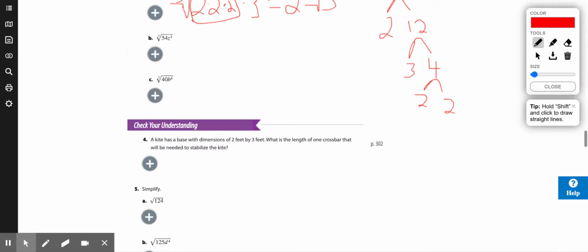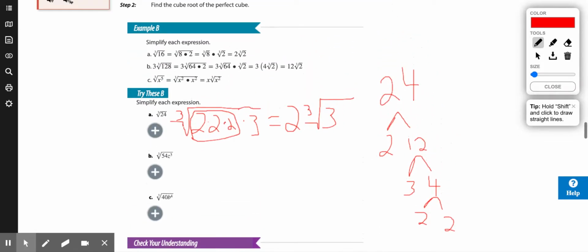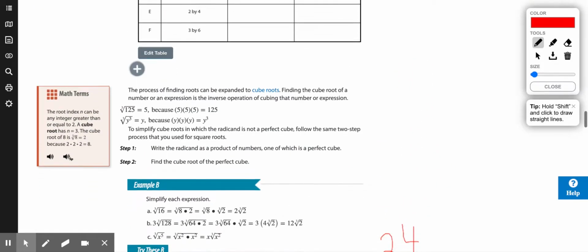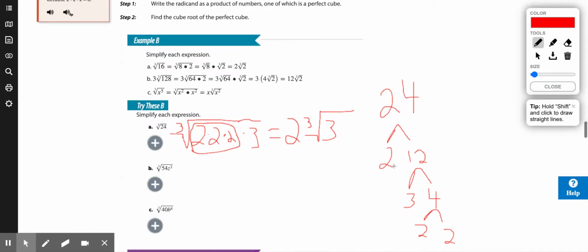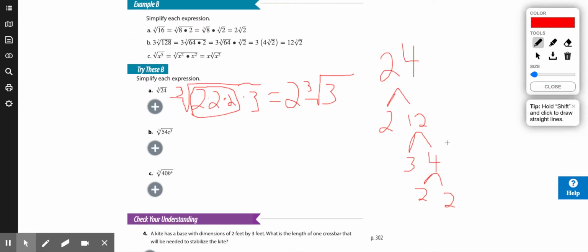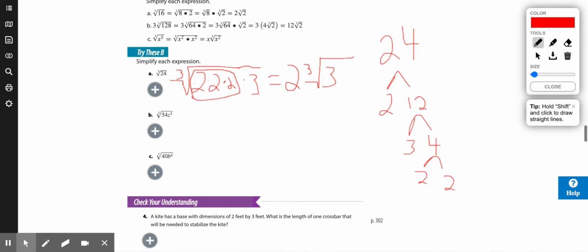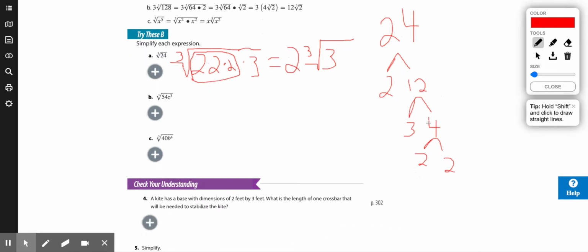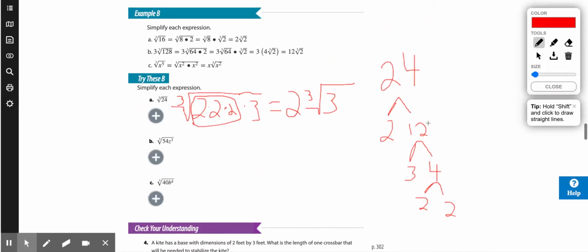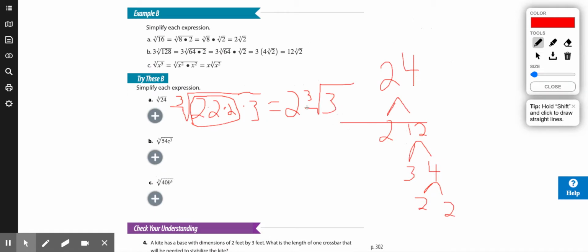So that's the basics of how to simplify roots. Okay, factor the number, and you can use the factor tree, or you could look for perfect squares, but you need to be able to factor. And then as you break it down, you look for what is needed to get out of the root. If it's a square root, you need 2. If it's a cube root, you need 3.